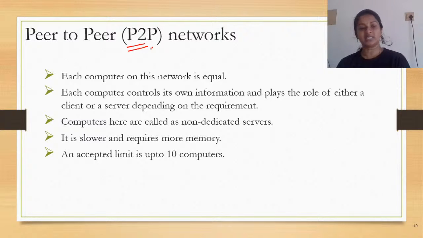Each computer controls its own information and plays the role of either a client or a server depending on the requirement. Suppose there are two parties involved in a communication. The parties would naturally be the computing devices, or the computers. Every system is responsible for the information that it holds, and if it participates in a communication, it would play the role of either a client or a server. So if devices A and B in a peer-to-peer network are going to communicate with each other, suppose A wants something. So A is requesting something from B.